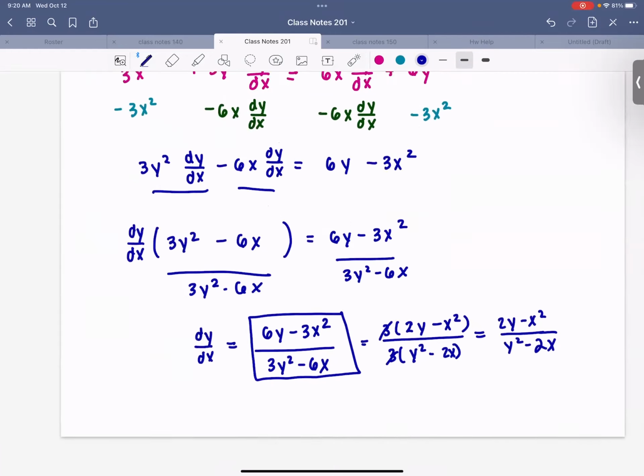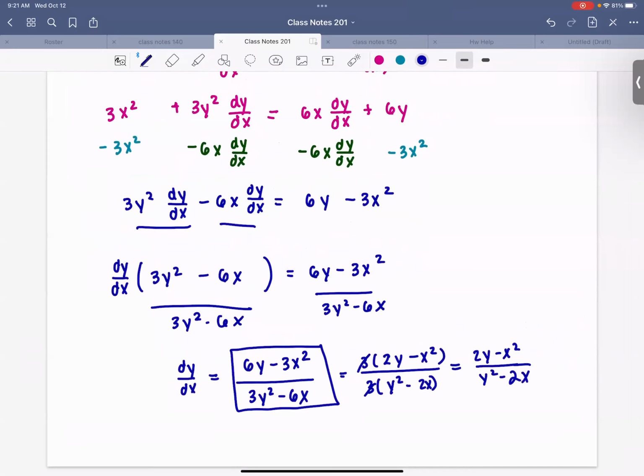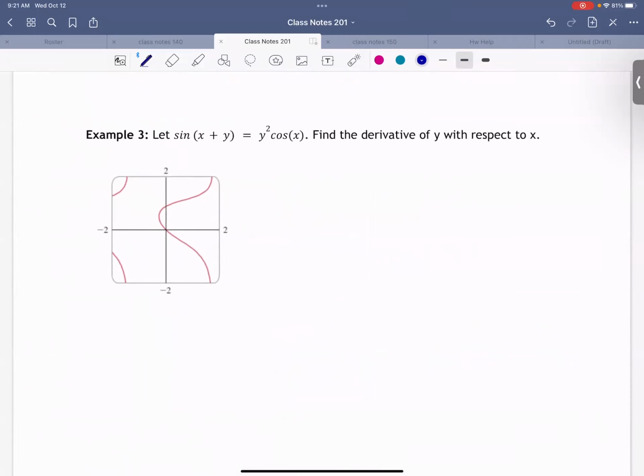All right. Let's flip our page over. I want to do one more example, and then I'll leave you on your own, I promise. Let's find this derivative here. We have the sine of x plus y equals y squared times cosine x. Okay, so I want to find the derivative of the left. And I want to find the derivative of the right, right?